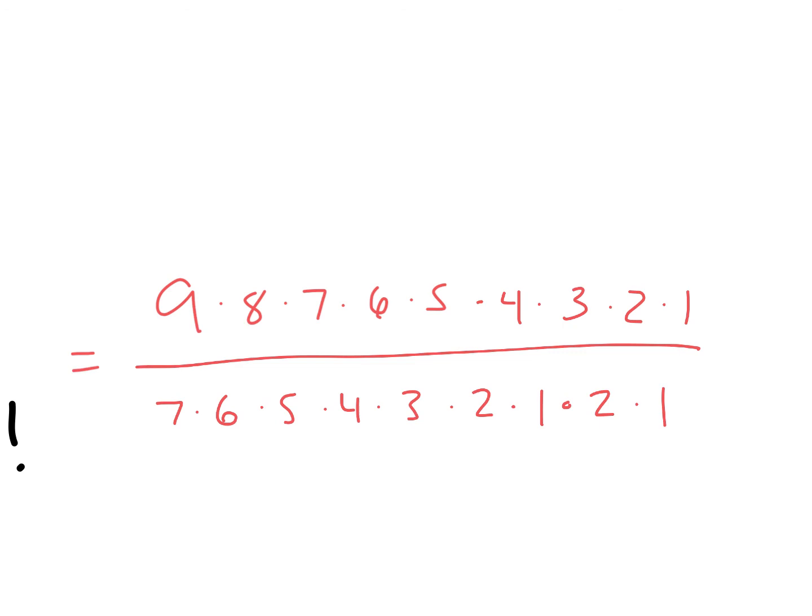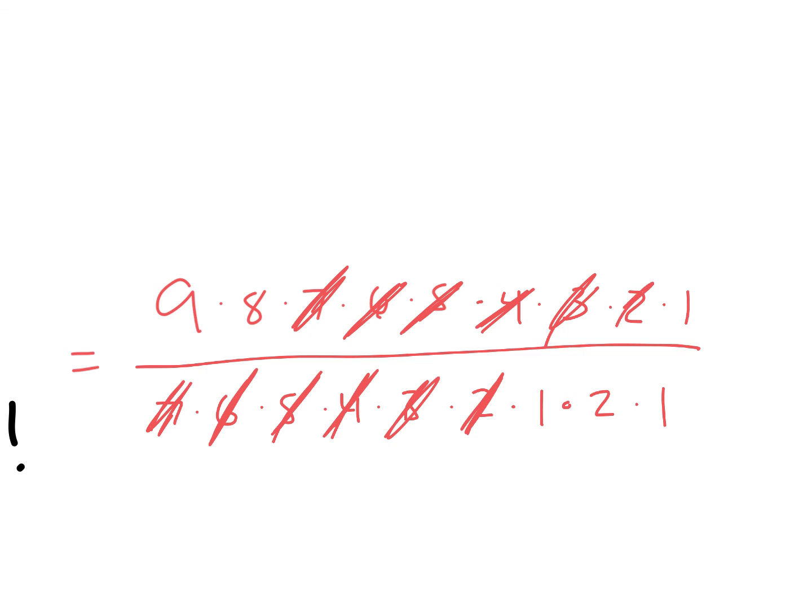Now we could put all of this into our calculator, multiply it all together. You'll get really big numbers and it's easy to make a mistake. If you see anything that repeats on the top and on the bottom, it helps just to cancel it out. That way you don't have to put it in your calculator and worry about multiplying all of these together. So we can cancel out the 7s, the 6s, the 5s, the 4s, the 3s, 2s, and 1s.